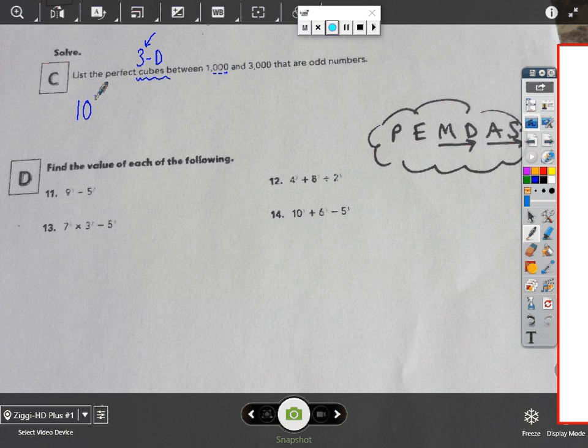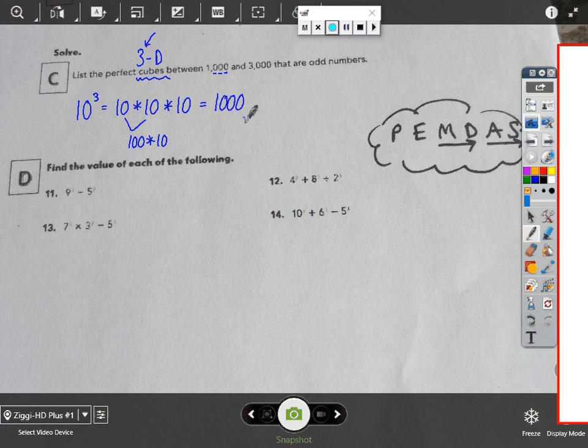What about 10 to the third? This would really mean 10 times itself times itself. I list that base 3 times, and 10 times 10 is 100, and 100 times 10 is 1,000. Oh yeah, this checks out. So this is where they got this first perfect cube from. But they want more perfect cubes.